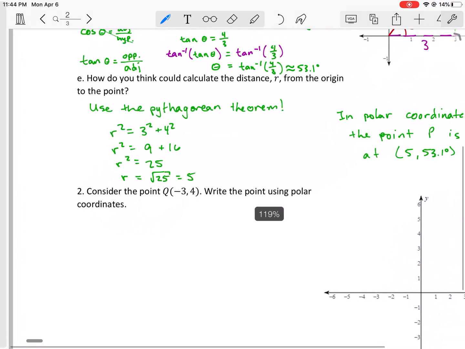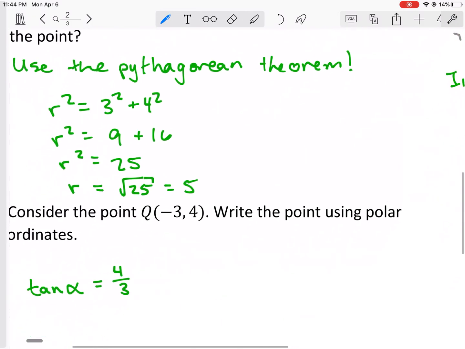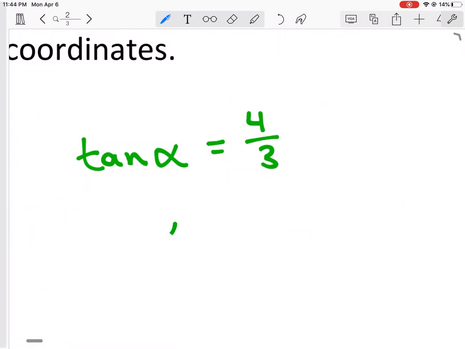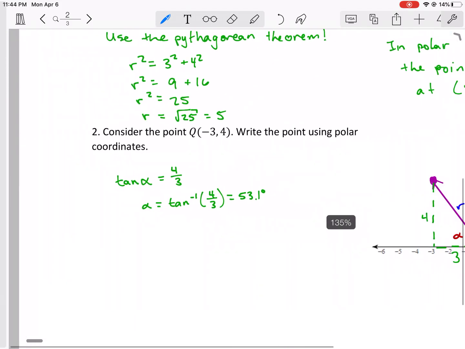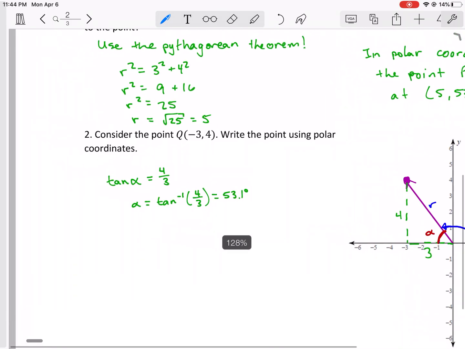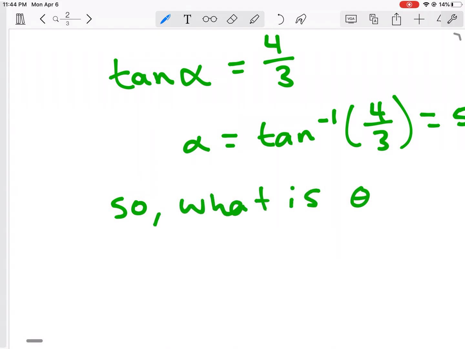If you notice, that's literally what we did up here when we solved for theta. So again, solving for theta, you would apply the inverse tangent of both sides. You'd have alpha equals inverse tangent of 4/3, which we already saw was equal to 53.1 degrees. But we want to know theta, not alpha. So what is theta then?